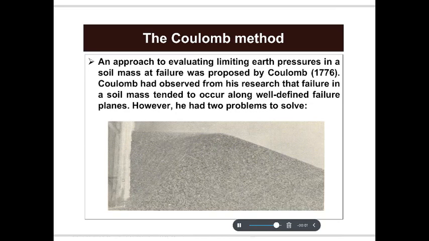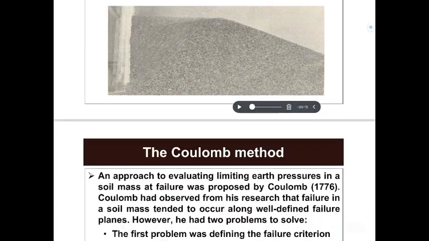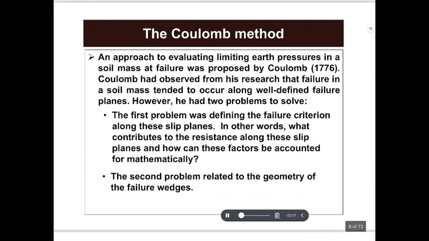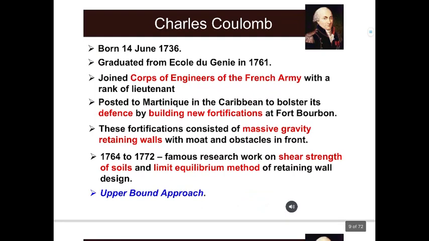However, he had two problems to solve. The first problem was defining the failure criterion along these slip planes. In other words, what contributes to the resistance along these slip planes and how can these factors be accounted for mathematically? The second problem related to the geometry of the failure wedges. Before we go into details of the Coulomb method, let's look at his biography.